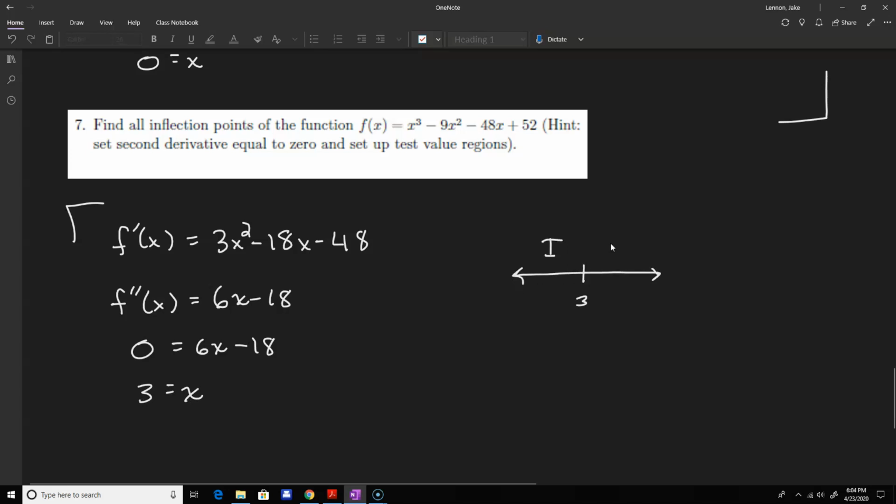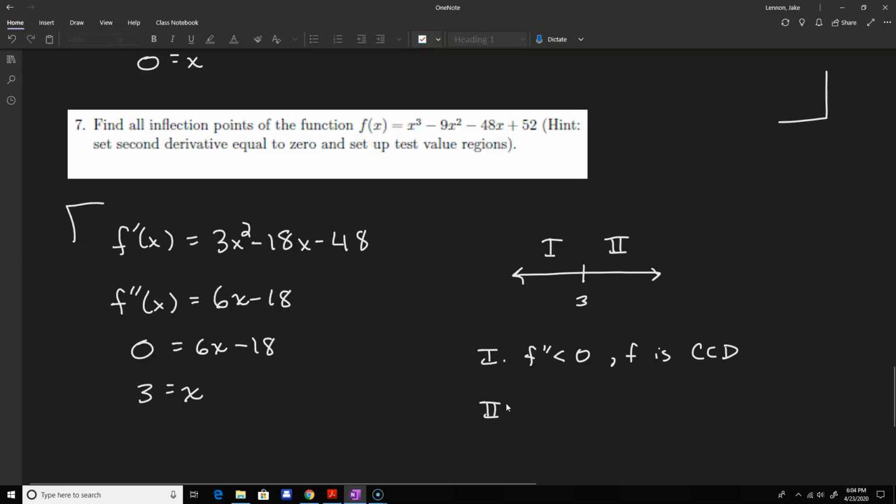So we have these two regions. So in region 1, you can plug 0 in. So if you plug 0 into the second derivative here, 6x minus 18, we get minus 18. So our second derivative is negative. If we want, that can say f is concave down.